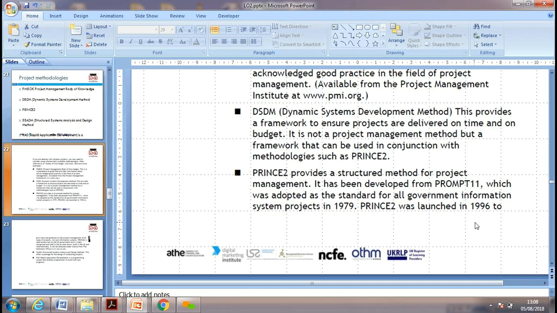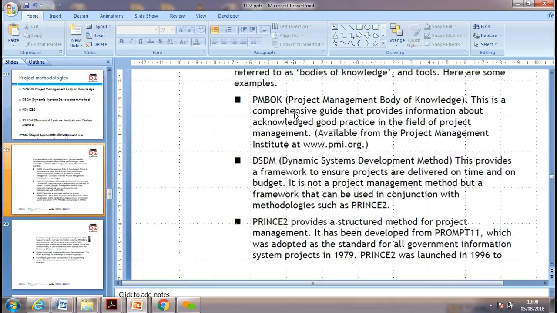Okay, so when we're looking at PMBOK, what is meant by PMBOK? This is a comprehensive guide to provide information about acknowledged good practices in the field of project management. We can find these good approaches from PMI, which is the Project Management Institute, a chartered institute of project management. Some techniques come under the Project Management Body of Knowledge. This is a comprehensive guide that provides information on acknowledged good practices.